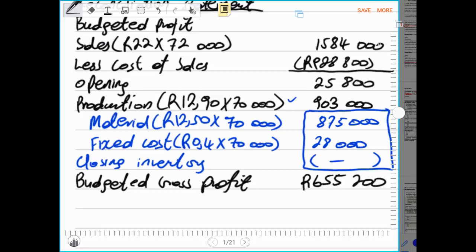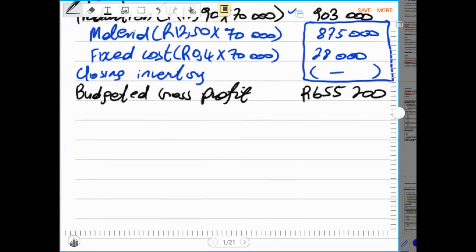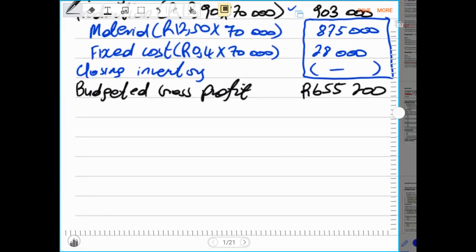And it's likely that our budgeted profit will not be the same as the actual profit because of the variances that we have to take into account. So now we have to calculate our variances, where we do the variance analysis. Our variances will start with the sales price variance.